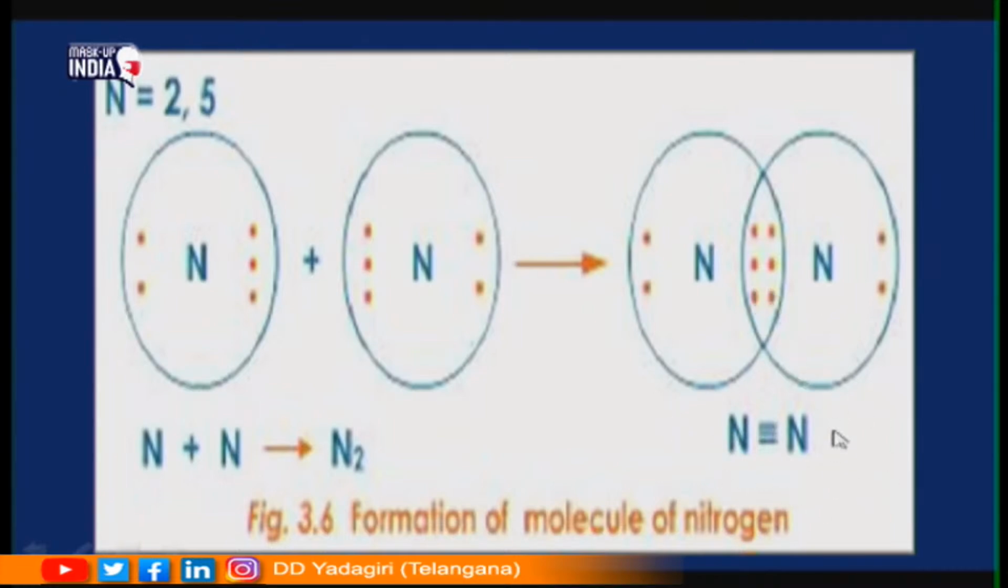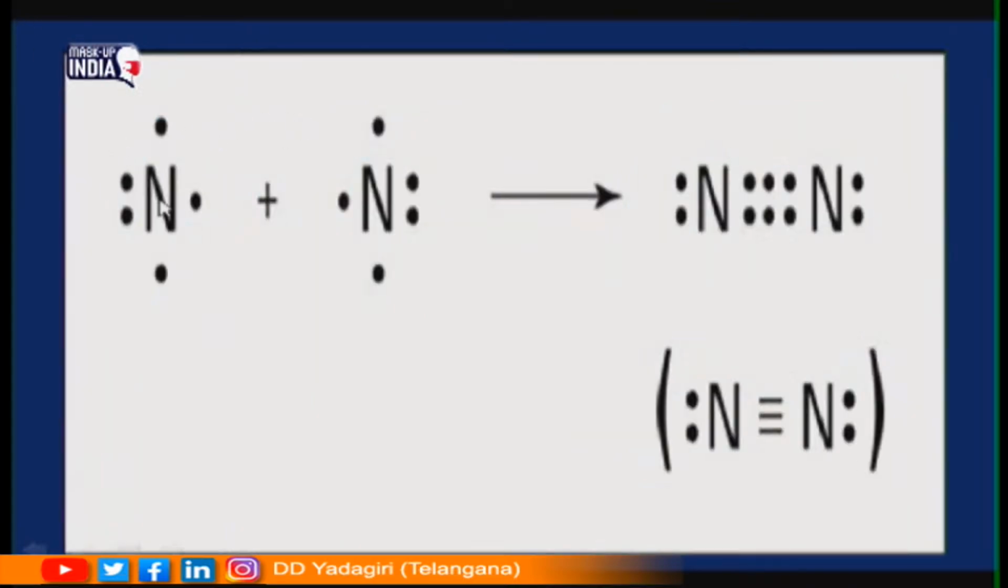A triple bond. This bond is formed when one pair of electrons is shared, the second bond is formed when another pair of electrons is shared, and this is the third bond which is formed when the third pair of electrons is shared. Thus we call this a triple bond. So let us see the Lewis dot structure, children.